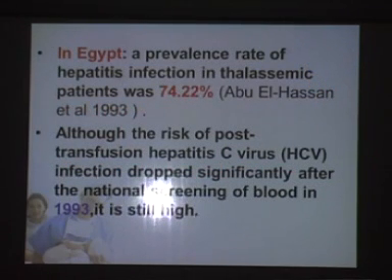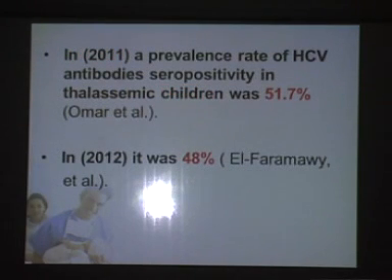In Egypt, the prevalence rate of hepatitis infection in thalassemia patients was 74.2%. Although the risk of post-transfusion hepatitis C virus infection dropped significantly after the national screening of blood in 1993, it is still high. In 2011, the prevalence rate of HCV antibody seropositivity in thalassemia children was 51.7%, and it was 48% in 2012.